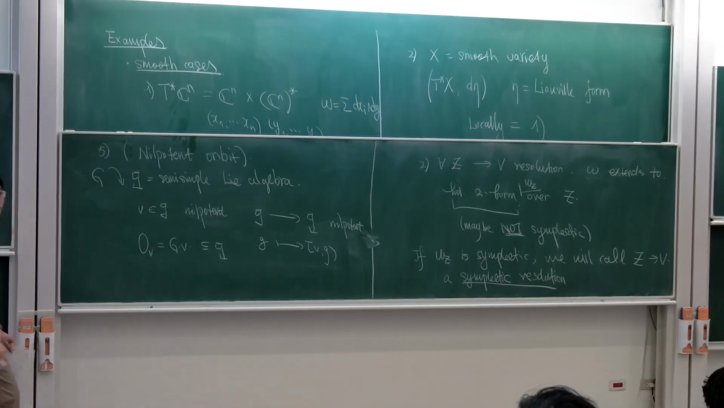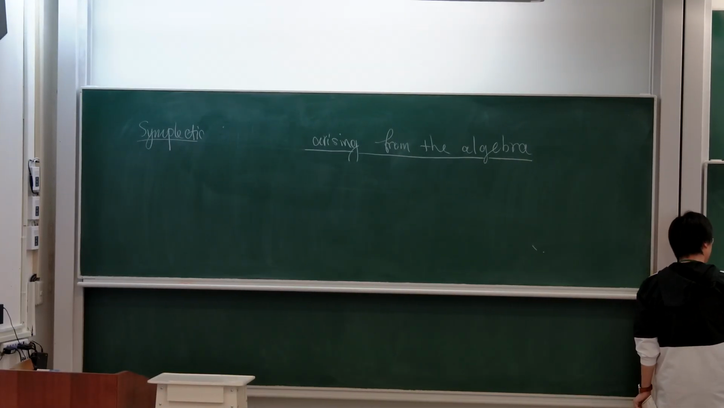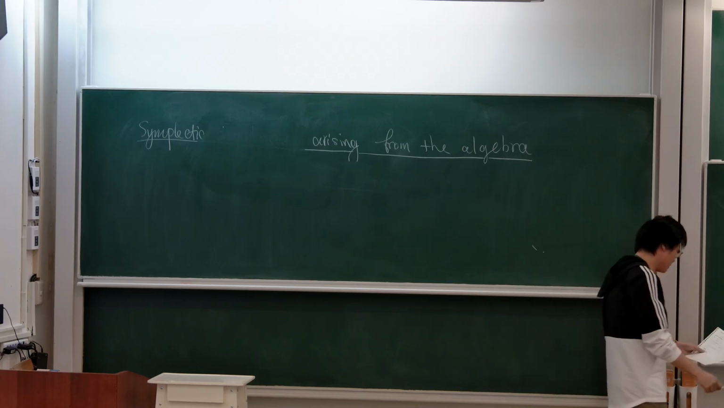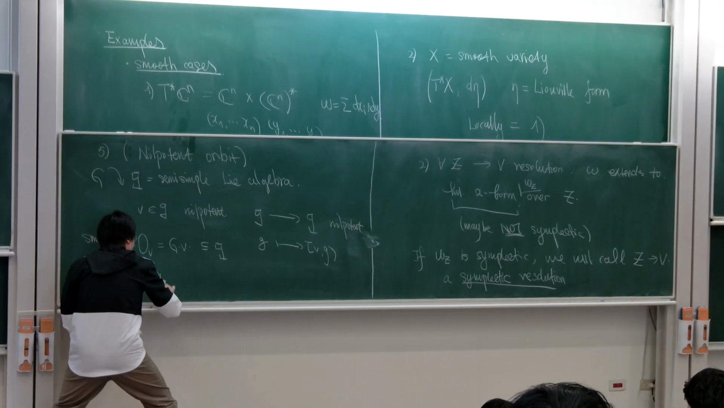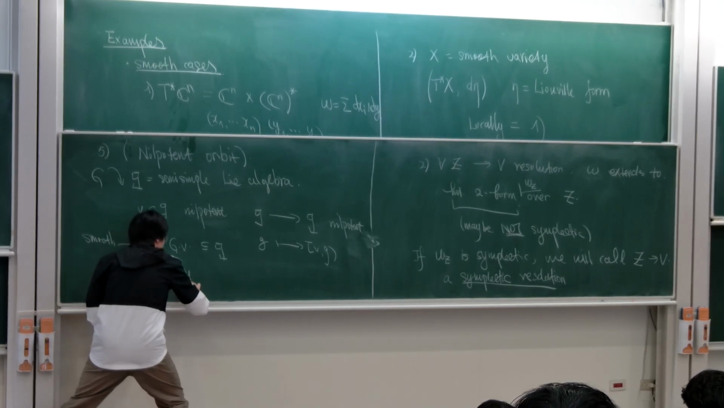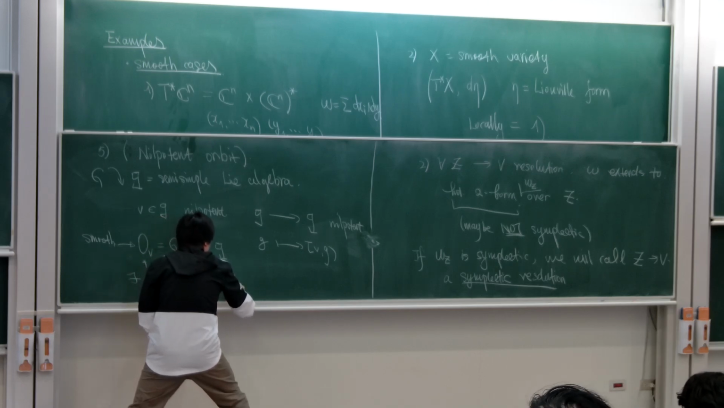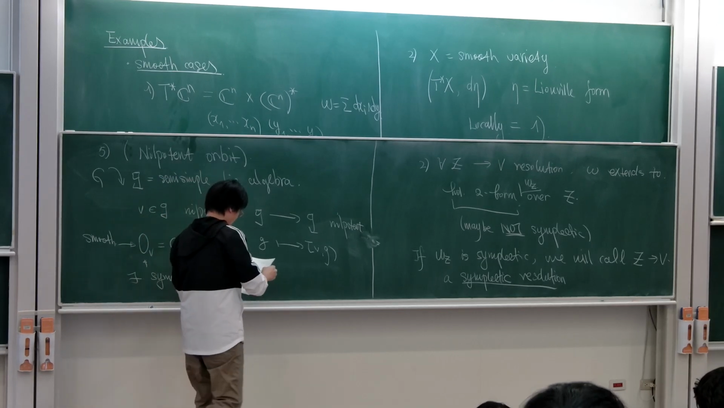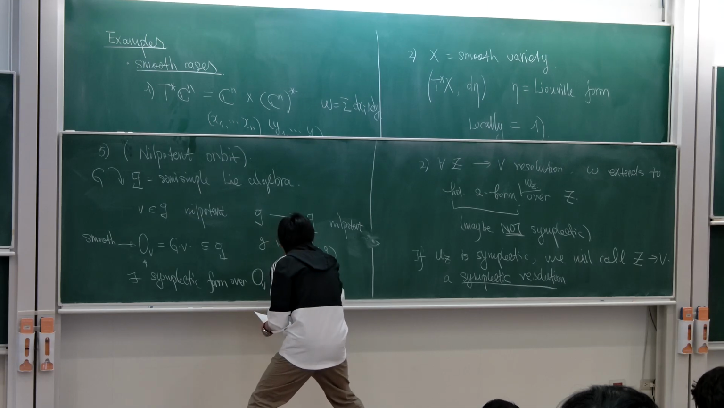Over this orbit, which is a smooth variety, you have some symplectic form. So you get some symplectic form over this orbit, which has a name, which is called the, maybe I write it down.